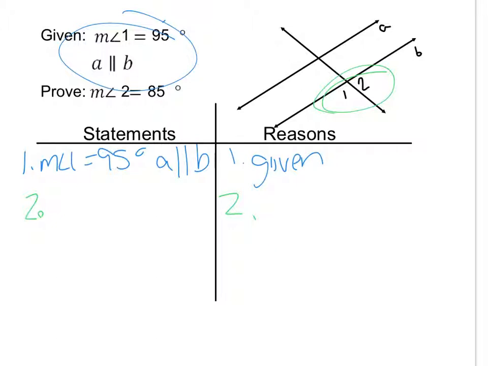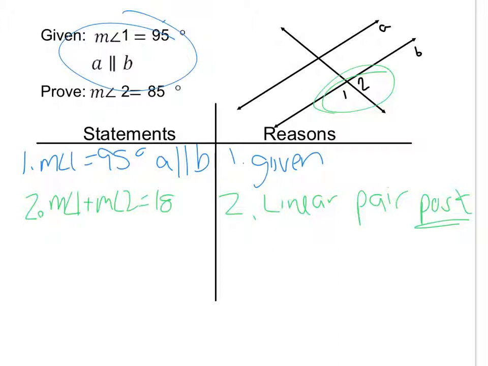So when they're a linear pair, you write linear pair, and this is a postulate. We talked about postulates being something that just kind of made sense. It didn't need something to prove it like a theorem did. So we say linear pair postulate. If you want to abbreviate postulate to post, that's okay, but don't get that confused with prop. So that one again says we can do m angle 1 plus m angle 2 equals 180 degrees.